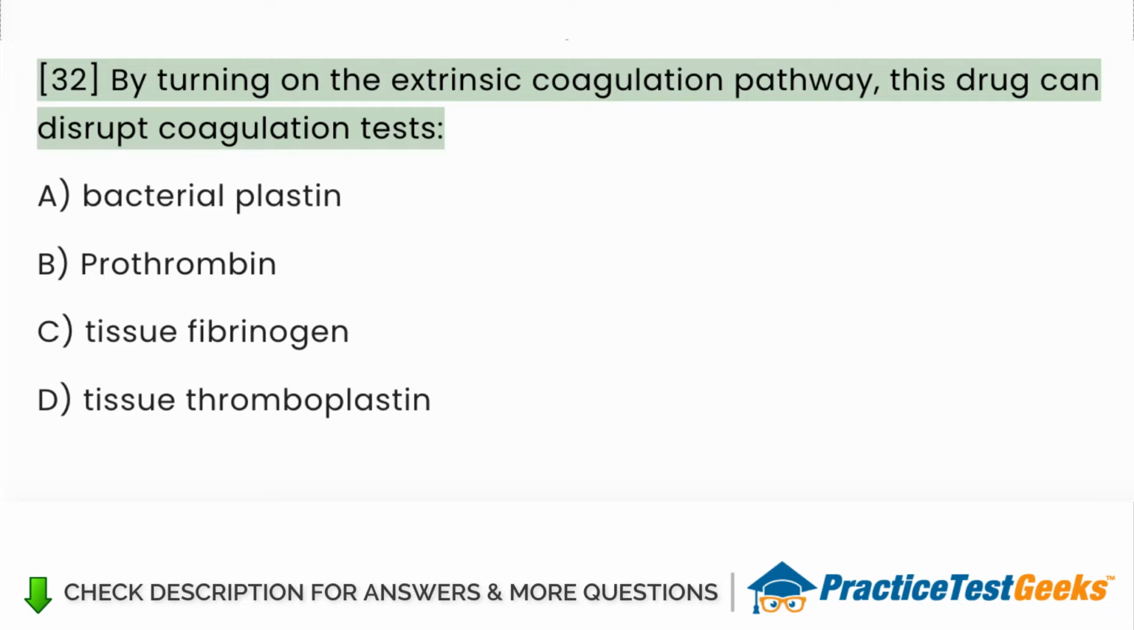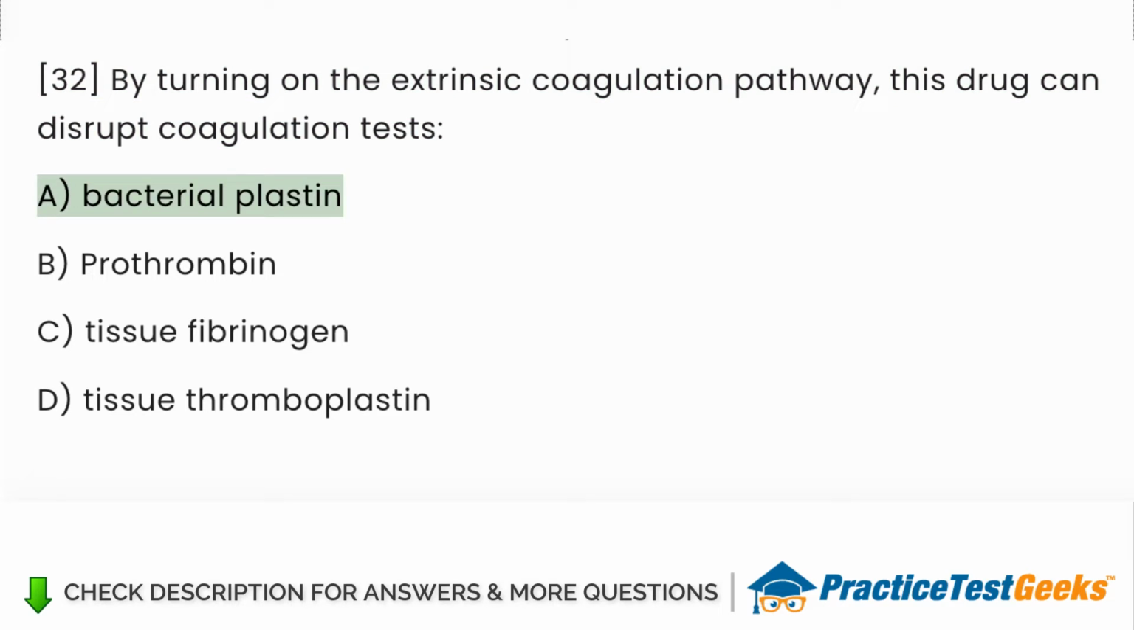By turning on the extrinsic coagulation pathway, this drug can disrupt coagulation tests. A. Bacterial plastin. B. Prothrombin. C. Tissue fibrinogen. D. Tissue thromboplastin.